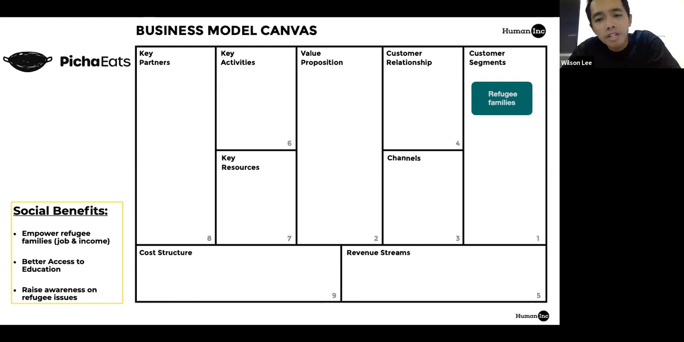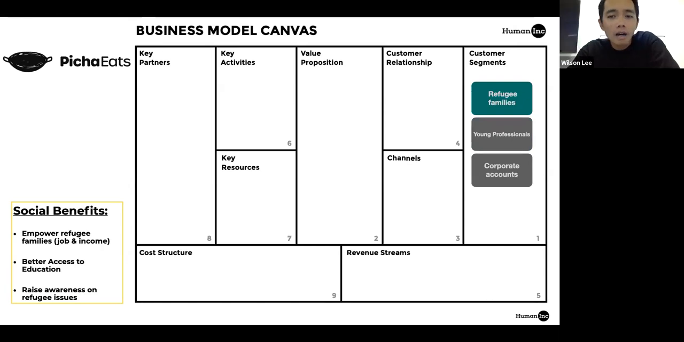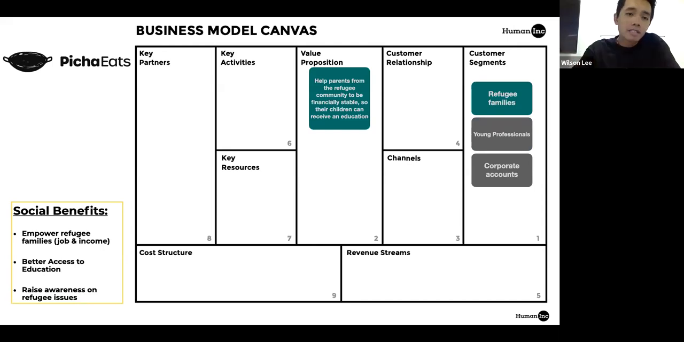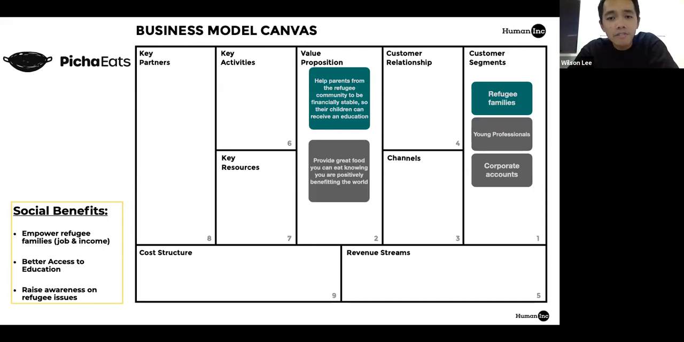And basically, one of the customer segments is refugee families. They don't buy from them, but they serve them. So refugee families cook, and then Picture Eats sort of matches whatever they're cooking to people who are buying. And on the buying side, you get young professionals, corporate accounts who actually cater Picture Eats for the corporate events.